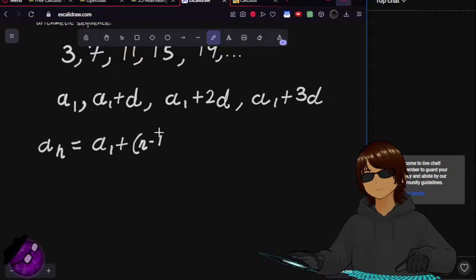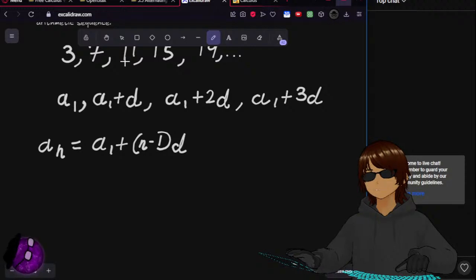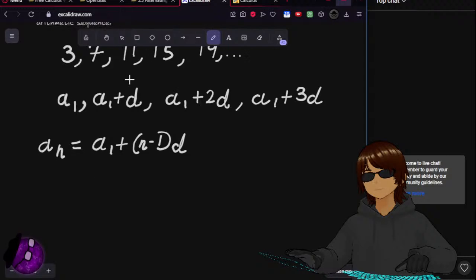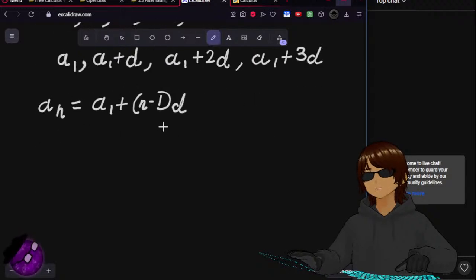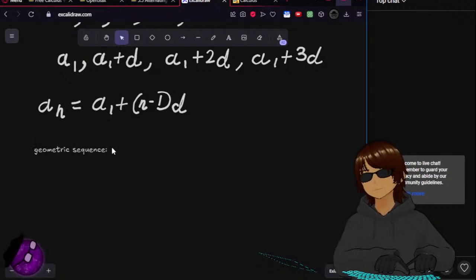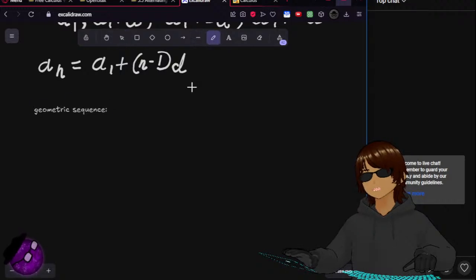Oops. This is the formula for a particular term in a sequence. And if it follows this pattern where a constant is being added, then it's called an arithmetic sequence. Similar to sequence, we also have series. But let me represent another sequence, then I will go to series. So the next one is geometric sequence, where there's a constant ratio being multiplied.